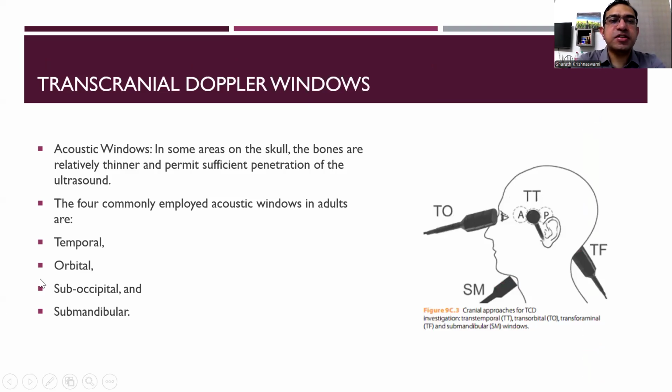Moving forward to the different transcranial Doppler windows. In some areas of the skull, the bones are relatively thinner and allow the penetration of the ultrasound. The commonly employed acoustic windows in adults are the temporal window, the orbital window, the sub-occipital window or transforaminal window, which is basically below the foramen magnum, and the submandibular window.